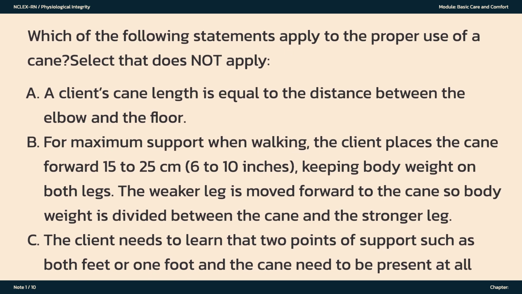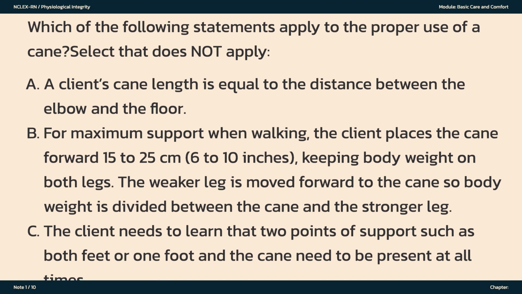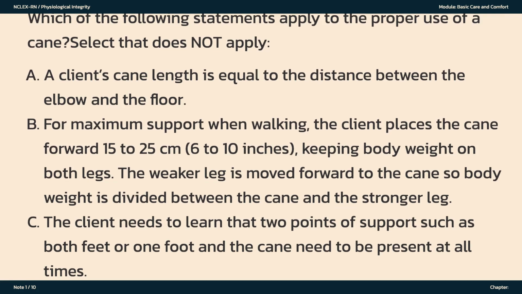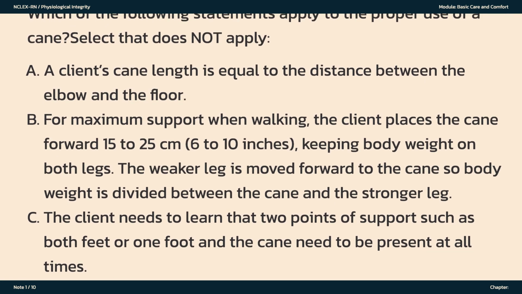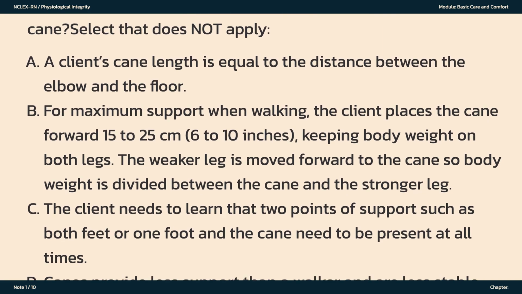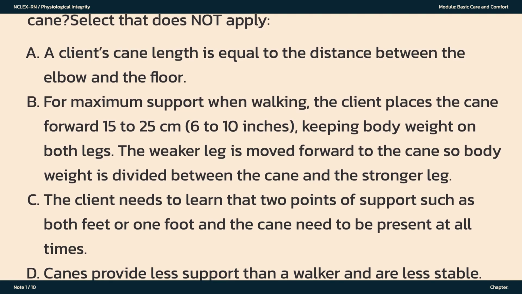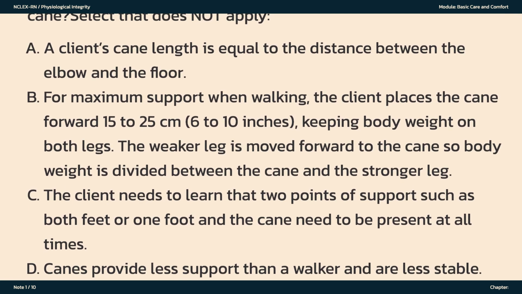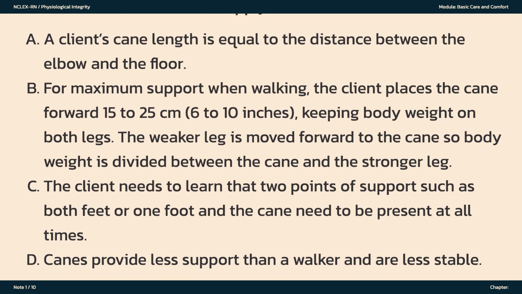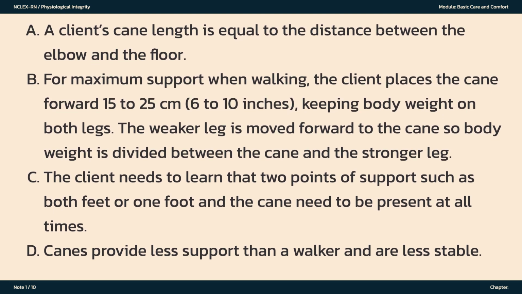Which of the following statements apply to the proper use of a cane? Select that does not apply. A. A client's cane length is equal to the distance between the elbow and the floor. B. For maximum support when walking, the client places the cane forward 15 to 25 centimeters, 6 to 10 inches, keeping body weight on both legs. The weaker leg is moved forward to the cane so body weight is divided between the cane and the stronger leg. C. The client needs to learn that 2 points of support such as both feet or one foot and the cane need to be present at all times. D. Canes provide less support than a walker and are less stable.